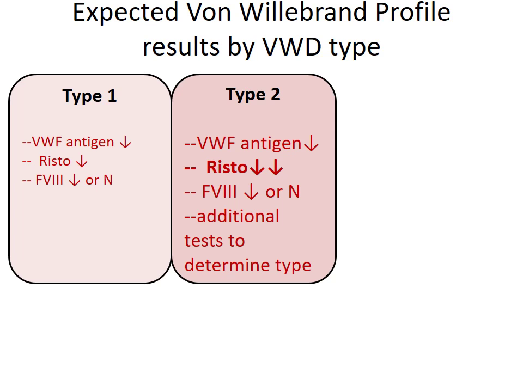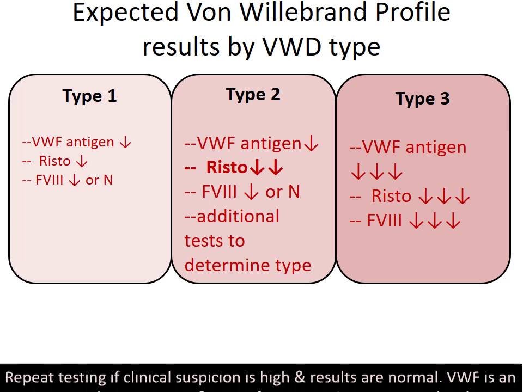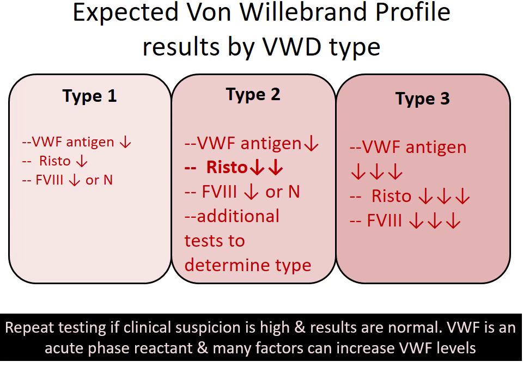And remember, with this type, you'll have to do additional testing to determine which subtype of von Willebrand's disease the patient has. With type 3, your von Willebrand's antigen and risto levels are generally undetectable, and your factor VIII level is in the range of less than 6%, so markedly decreased. Remember, von Willebrand's factor is an acute phase reactant, and many factors can increase your von Willebrand's factor levels. So if you have a patient who you highly suspect might have von Willebrand's disease, but their von Willebrand's profile testing is normal, you likely will need to repeat that testing at a different time.